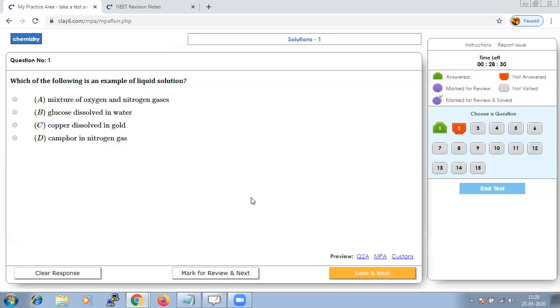Which of the following is an example of liquid solution? What is a liquid solution? Here the solute is solid, whereas the solvent is a liquid. So when we say liquid solution, the solute should be a solid and the solvent will be a liquid. From the given options, glucose dissolved in water is a solid dissolved in liquid, so we can say it is a liquid solution. Option B should be the right answer. Let us save that and go to next.